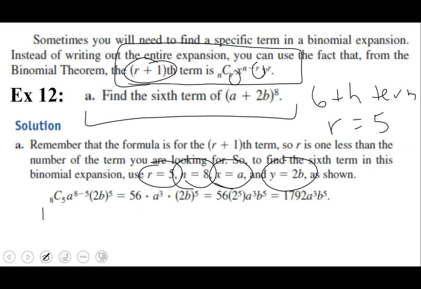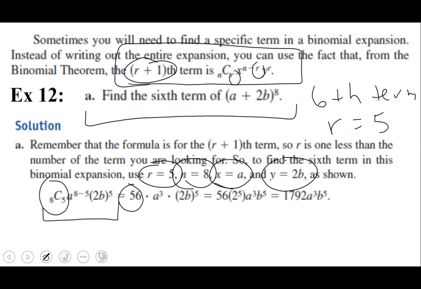So according to the formula, you're going to do nCr, then you're going to raise whatever is in the x slot to the n minus r, then multiply it by whatever's in the y slot to the r. 8C5 is equal to 56. There's a lot of different ways that you could figure that out. You could use the calculator, you could look at Pascal's triangle, you can use the formula, which I'm going to show you in the next one, but no matter what, you have to be able to calculate 8C5, then a to the 3rd, and then 2b to the 5th.